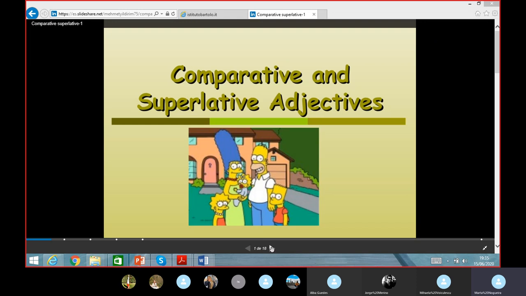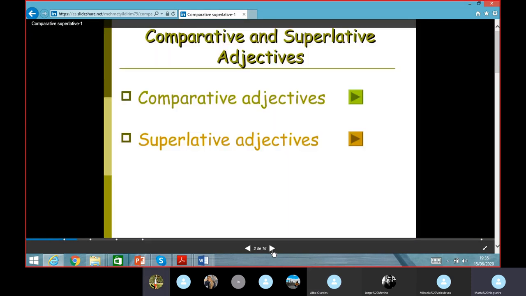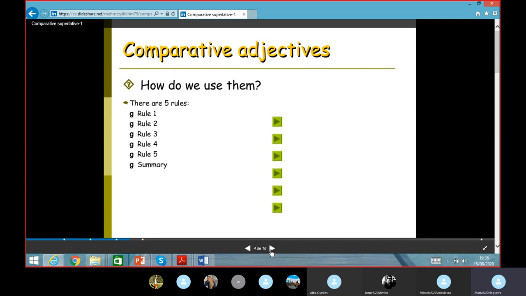Okay, comparatives and superlatives. Remember that I'm passing you this link to the PowerPoint, so it is not necessary that you copy everything. Copy if you need that there is something worth copying. Okay, comparatives and superlative adjectives. This is what we're seeing now in this first part of the class. Comparatives, when do we use them? We use them to compare objects, people, places. Well, as we infer from the noun, we use comparatives to compare something with another thing. Okay, we've got several rules in order to form this comparative structure.